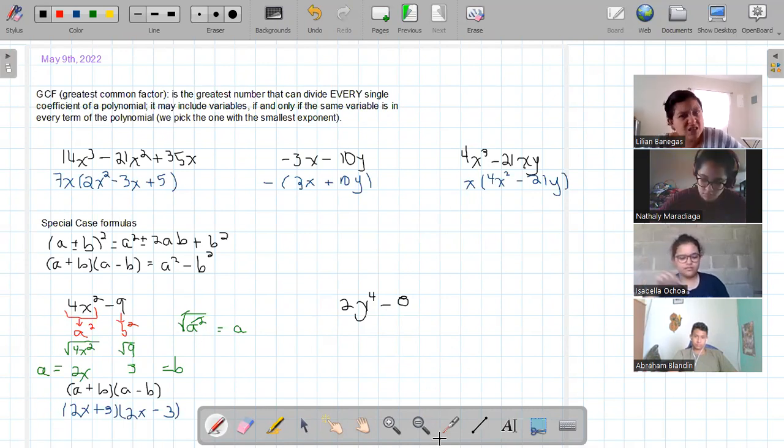Okay, first thing is identifying that this is a binomial. That's the first thing. Second step is to try and find if there's a GCF. Is there any GCF in there? What is a GCF in that case? 2, very good. So I open my parenthesis with the 2 on the outside, and I say 2y to the fourth power divided by 2.